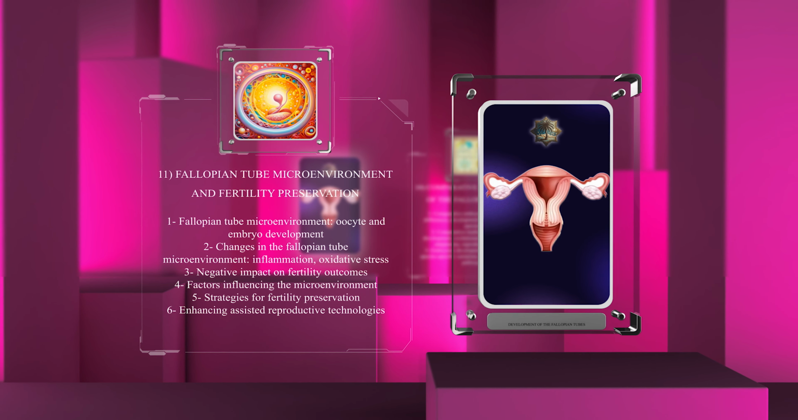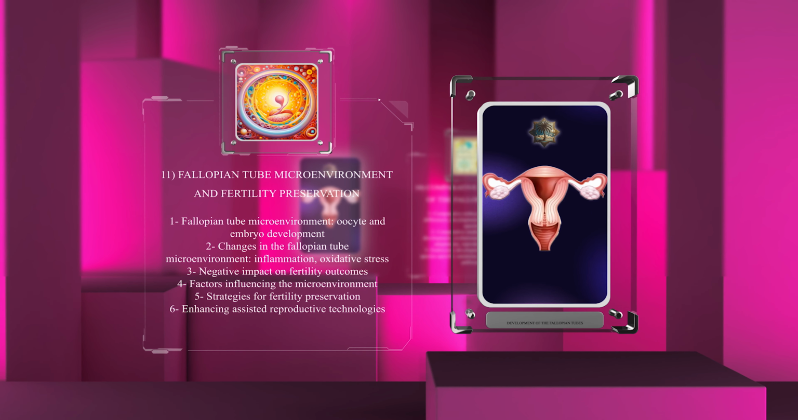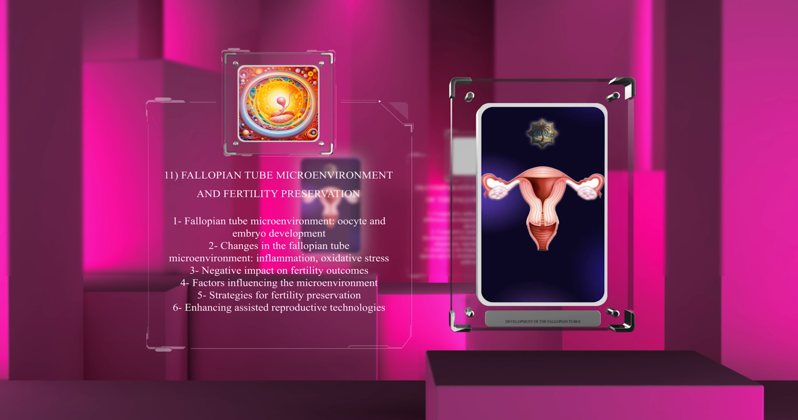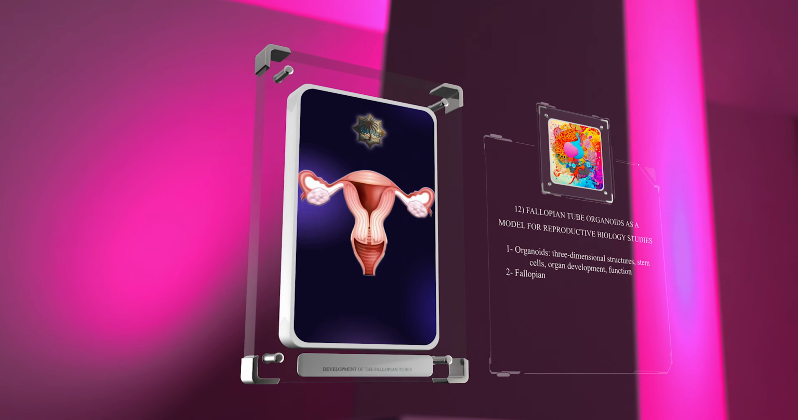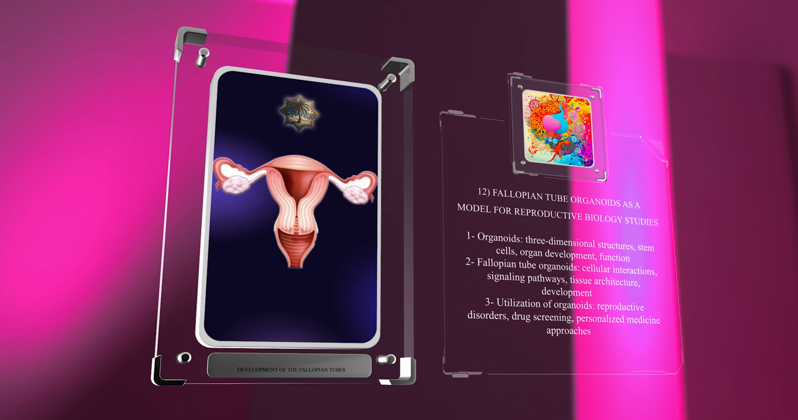The fallopian tube microenvironment plays a crucial role in oocyte and embryo development. Changes in the fallopian tube microenvironment, such as the presence of inflammation or oxidative stress, can negatively impact fertility outcomes. Understanding the factors that influence the microenvironment can help in the development of strategies for fertility preservation and enhancing assisted reproductive technologies.